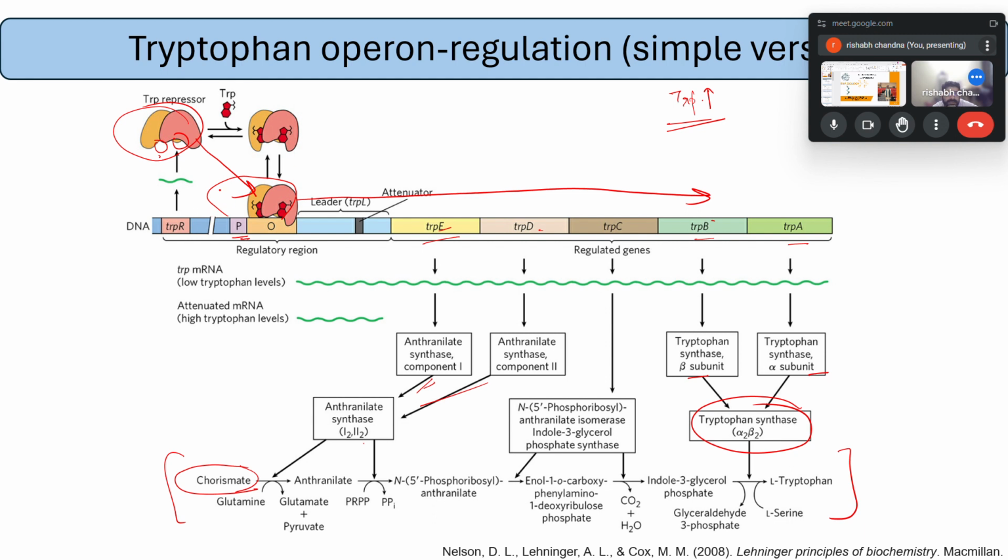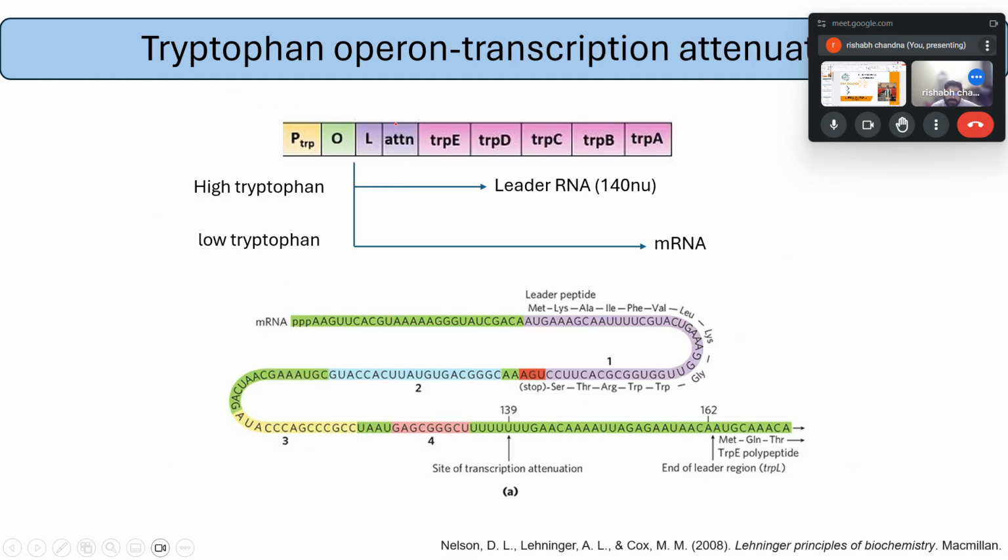Okay, thus inhibiting the RNA polymerase from transcribing the operon system, the tryptophan operon system. So this was the simple version where only the repressor works. Now comes the function of the leader and the attenuator. This is basically the mRNA of the leader sequence or the attenuator. When the tryptophan is high, this is the main important thing that needs to be understood.